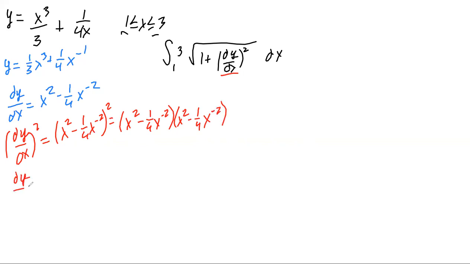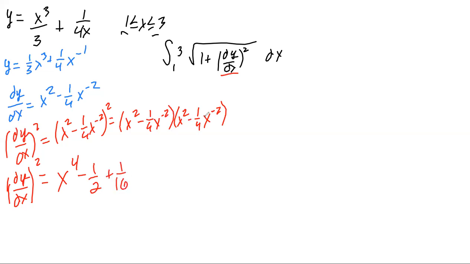So dy/dx squared: x squared times x squared is x to the 4th. The outside, x squared times x to the negative 2, you add those exponents together and get x to the 0th. So 1 times 1/4, that's going to be a negative 1/4. The inside, same thing, x squared times x to the negative second, add the exponents, x to 0, another negative 1/4. We add those together, get negative 1/2. And finally, negative 1/4 and negative 1/4 is positive 1/16.